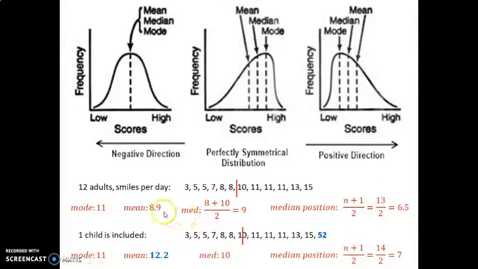So the median went up slightly. The mean went up a lot. The mode stayed the same. So again, notice when we have outliers, like here, we have outliers here and here, the mean is affected the most.